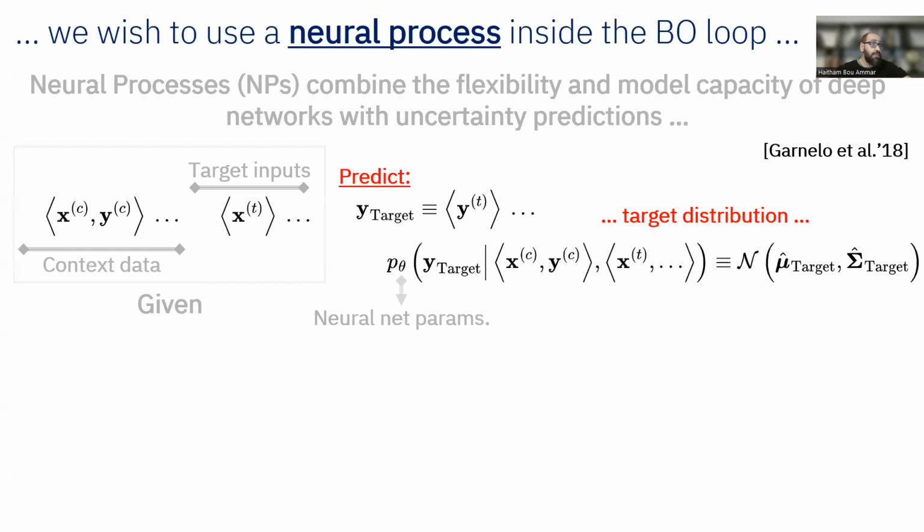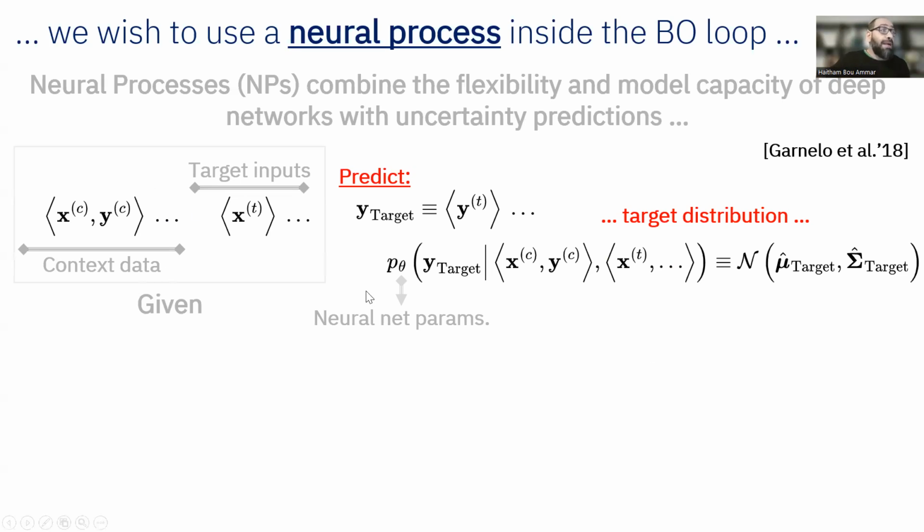Now, your goal in a neural process is to predict the value Y target over all these Y_Ts corresponding to these X_Ts. You would like to predict the target Y for these input X_Ts, but you would like to make a distributional prediction. So you would like to predict the distribution of these Y targets conditioned on your context points and also your target inputs that, of course, we don't have the Y value for. So the idea is that we are given context data, and from that context data and a set of target inputs, we would like to predict a distribution over the Y values corresponding to those.